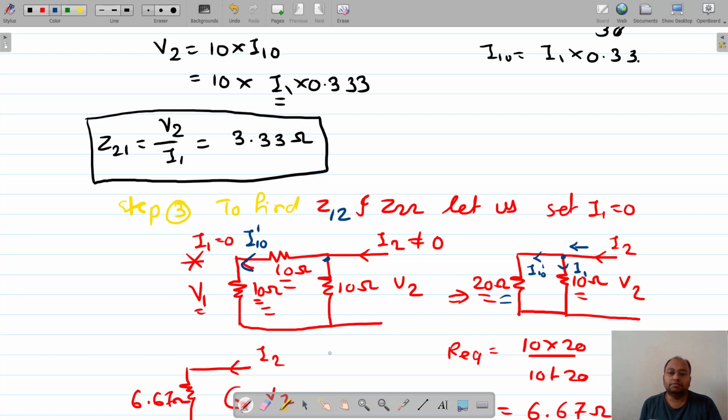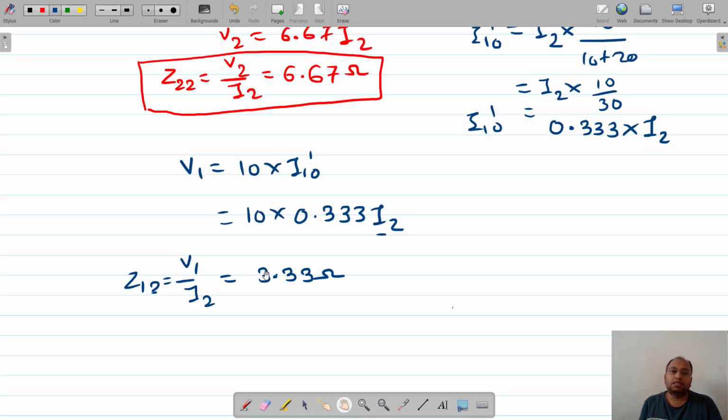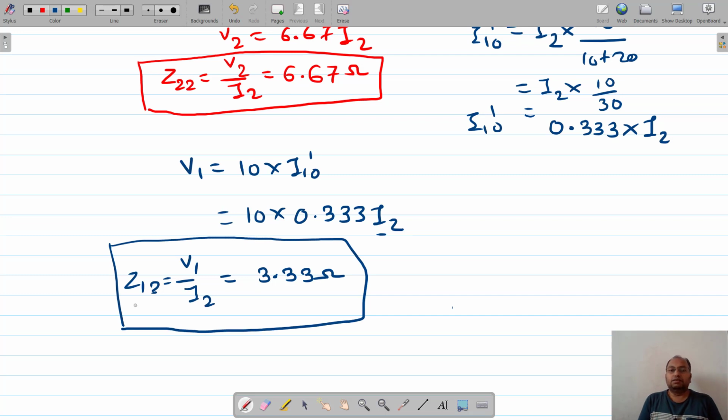Okay, fine. So ultimately we have found out all the values. Z11 was coming as 6.67, Z12 is 3.33, Z22 is 6.67, and finally Z21 and Z12 values are the same. Remember that whenever you get Z12 equal to Z21, that kind of network is called a symmetrical network.